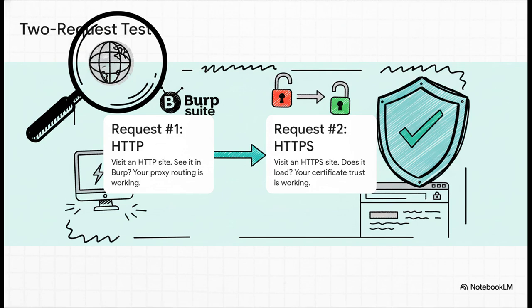Before you do anything else, just visit a plain old HTTP site. Does it pop up in Burp? Great, your proxy is routed correctly. Then, visit an HTTPS site. Does it load without any scary security warnings? Perfect. Your certificate trust is working. This one tiny check catches like 80% of all setup problems.